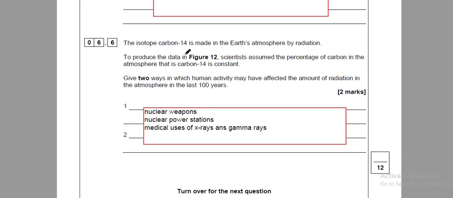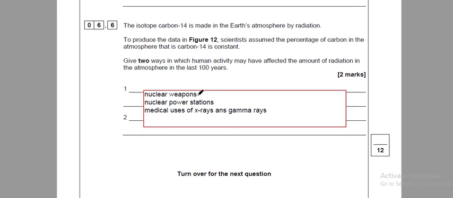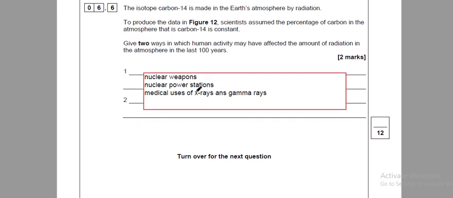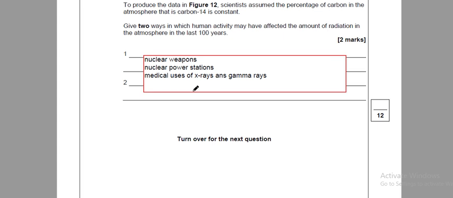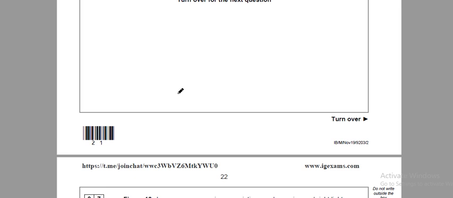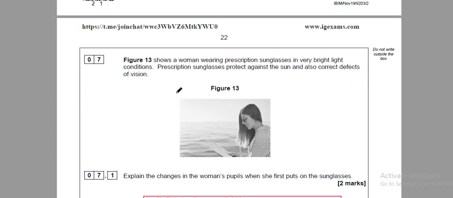Isotope carbon-14 is made in Earth's atmosphere by radiation. To produce data in figure 12, scientists assume the percentage of carbon in the atmosphere, that is carbon-14, is constant. Give two ways in which a human activity may have affected the amount of radiation in the atmosphere in the last 100 years. You can mention nuclear weapons, nuclear power stations, medical uses of radiation like X-ray or gamma ray radiation in imaging and in therapy.